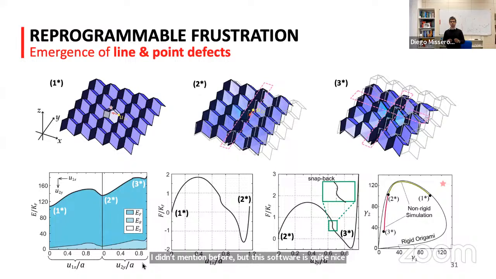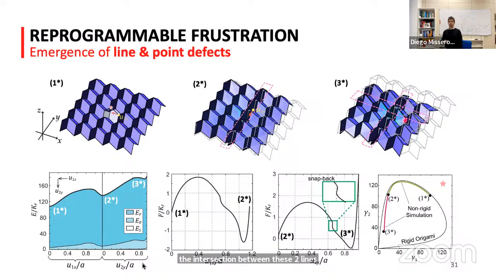This software implements a bar and hinge model, and each panel during this simulation has been discretized with four triangles. During the simulation, we first simulate the formation of a line defect, the one reported here, that is the transition from state one to state two. As you can see here, we are applying this y-x displacement. Then once this line defect is formed, we can apply another displacement to this line, for instance in the y direction, and we have the transition from two to three. The intersection between these two lines, reported here, represents the point defect.